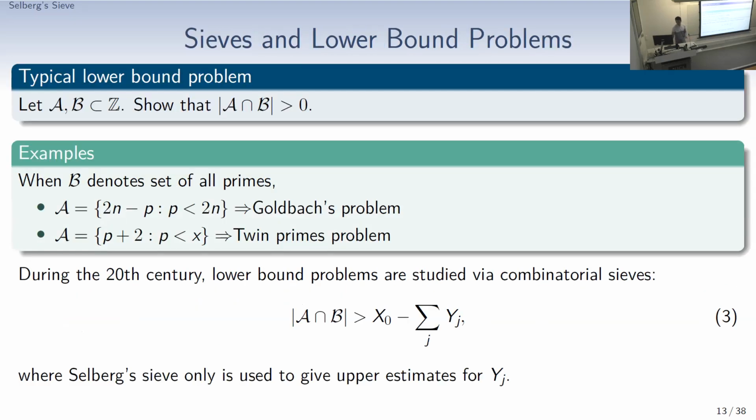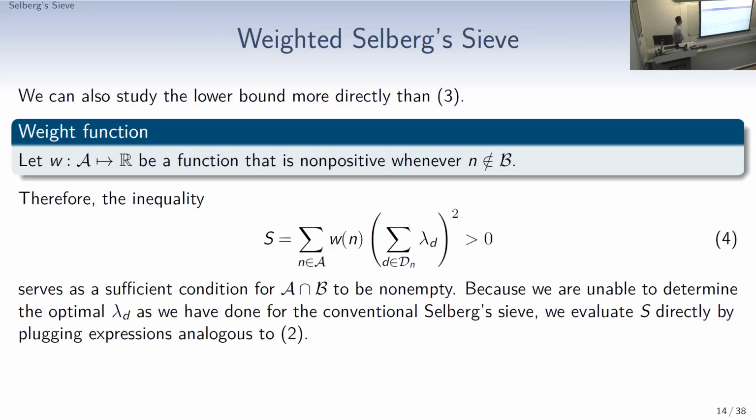So in the traditional case, this inequality allows us to give a lower estimate of the number of elements in the intersection. But if we don't care about how many elements are in the intersection, we can do it more directly. And this direct approach allows us to show that the intersection is non-empty, which is sufficient for our purpose because, for Goldbach's problem, we don't have to know how many primes satisfy this property, as long as we can find one, that will be enough. We just need to show that it's non-zero. And here's a direct approach for that.